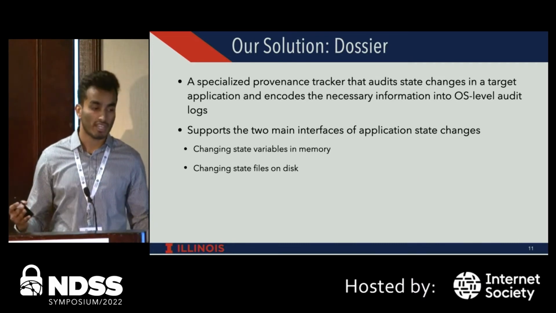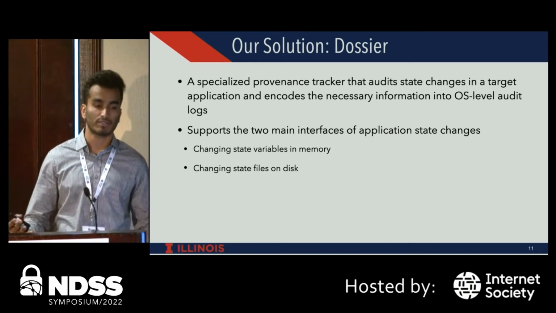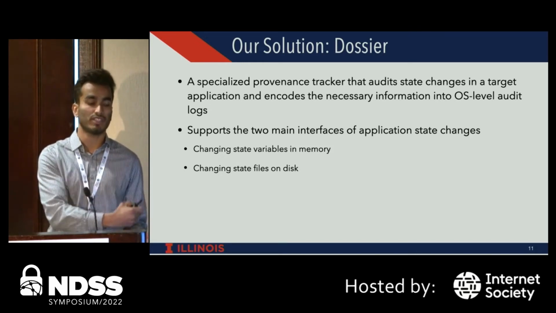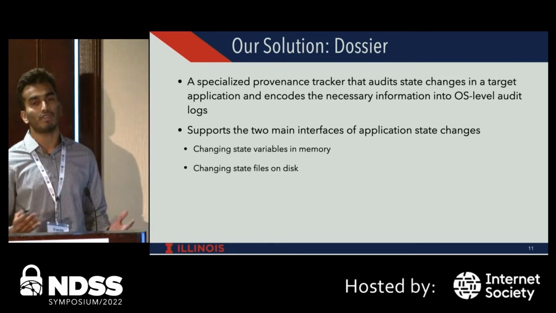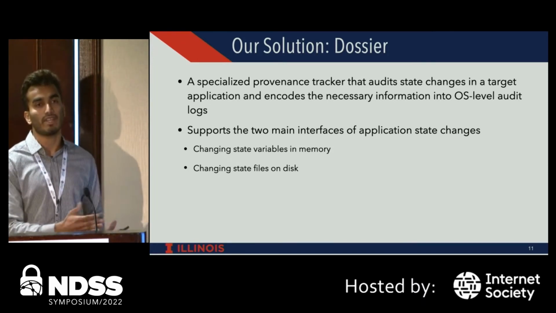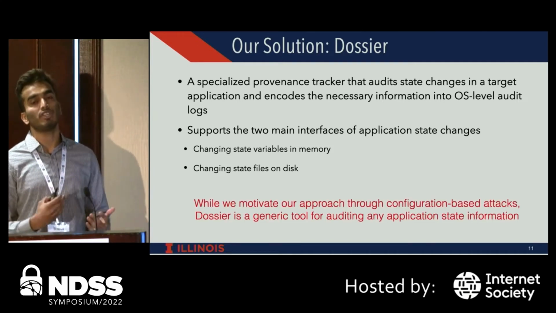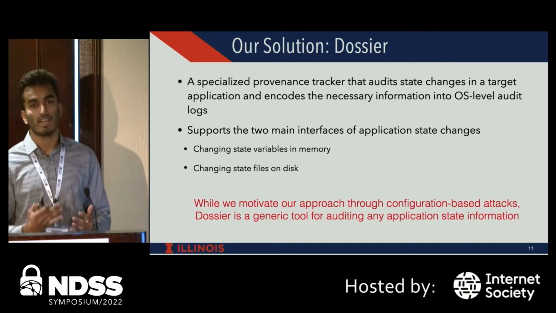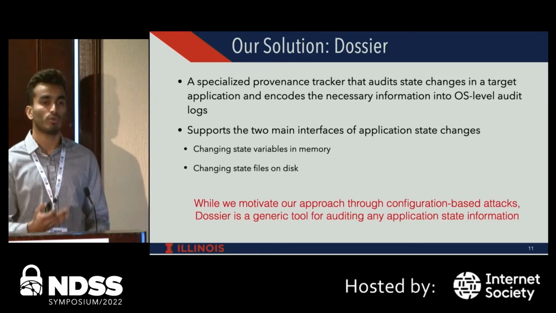So keeping these design goals in mind, in this work, we propose Dossier, a specialized provenance tracker that audits the application state and encodes the changes in application state information within the OS level audit logs. Our system supports the two main interfaces of application state changes, as discussed before, that is change of application state in memory or on disk. Moreover, while we are motivating our approach through configuration-based attacks, we note that our system, Dossier, is a generic tool for auditing any application state that is stored within program variables or within program files.